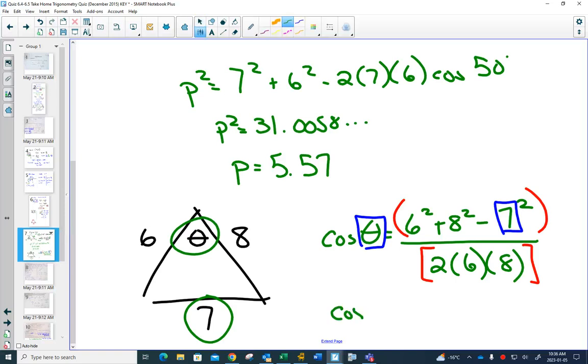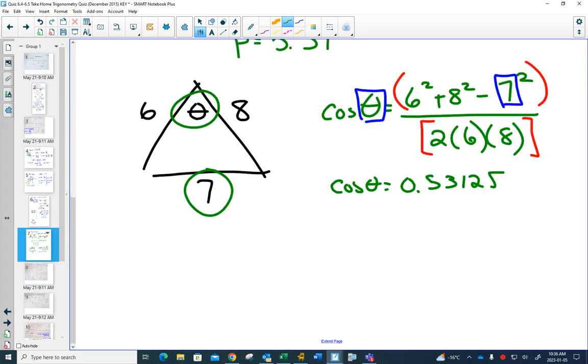You should get cos theta is 0.53125. Now, according to your CAST rule, cos is positive. So it's in quadrant 1 and quadrant 4. However, can you see that if you got an answer in quadrant 4, it would be somewhere between 270 degrees and 360 degrees? In a triangle, that doesn't make sense.